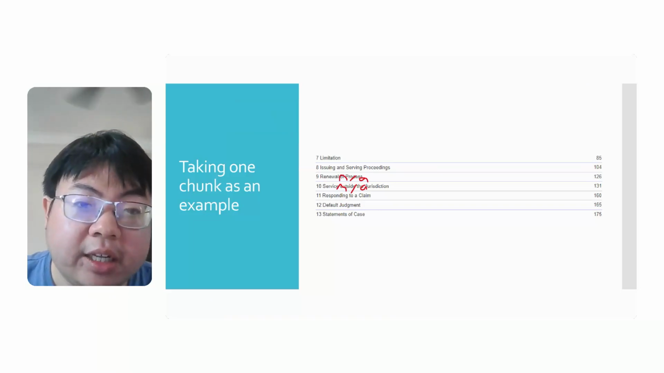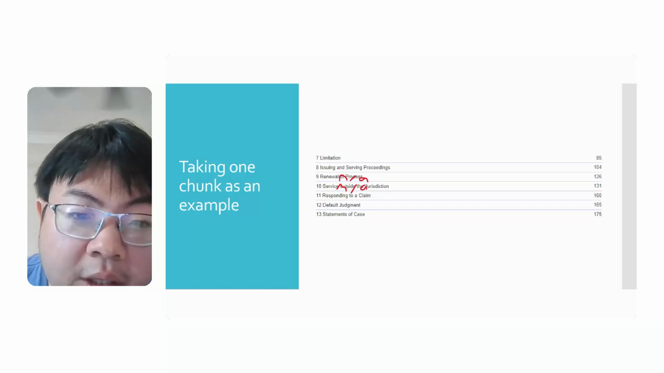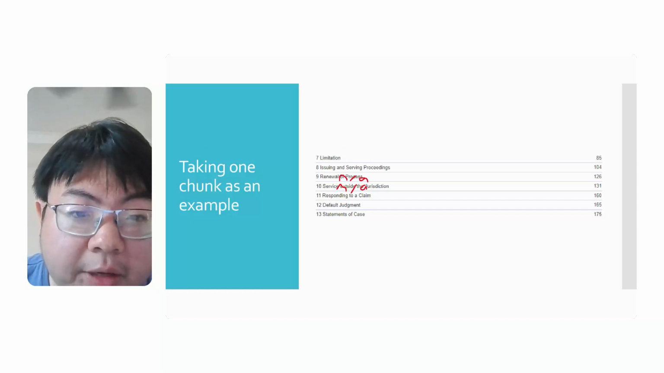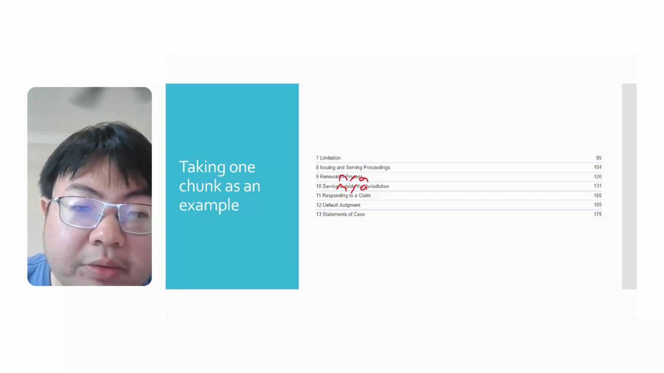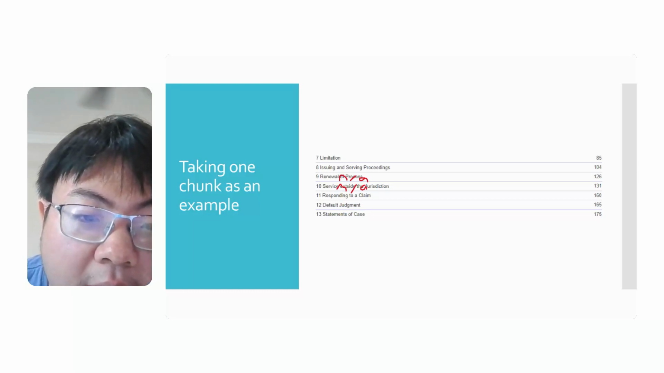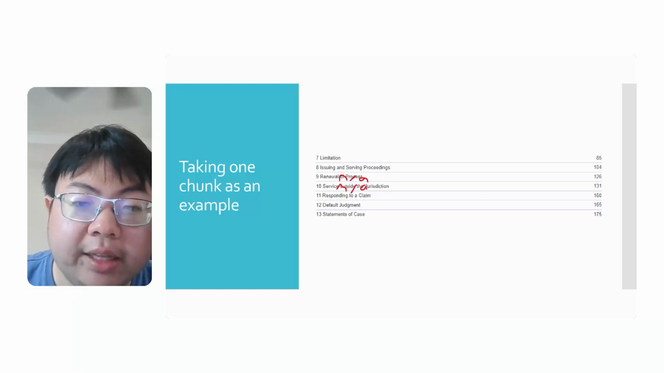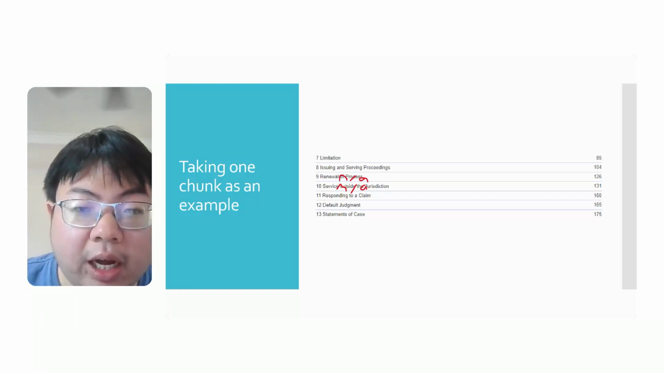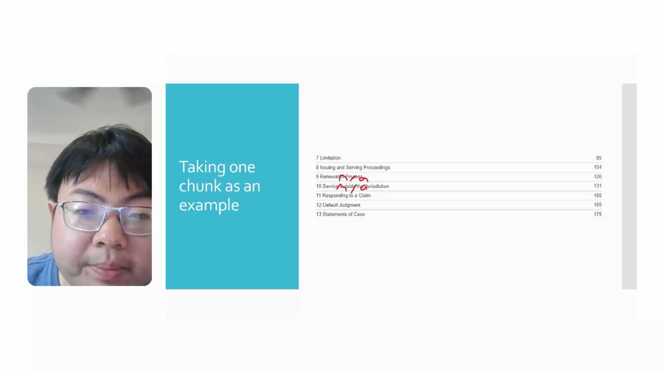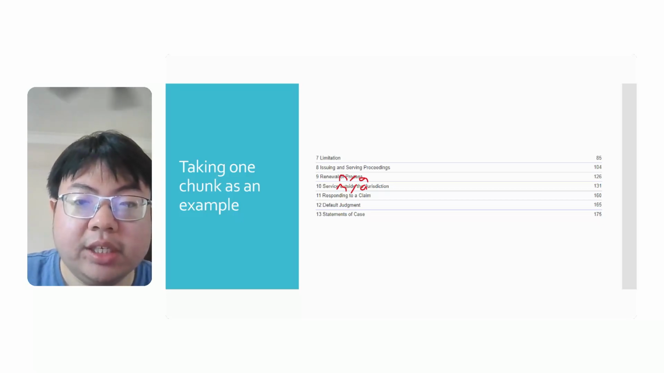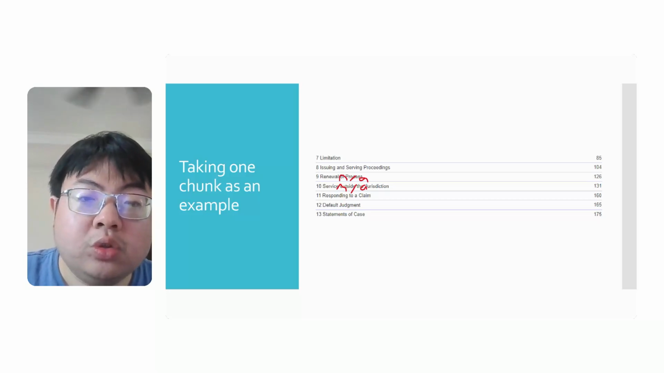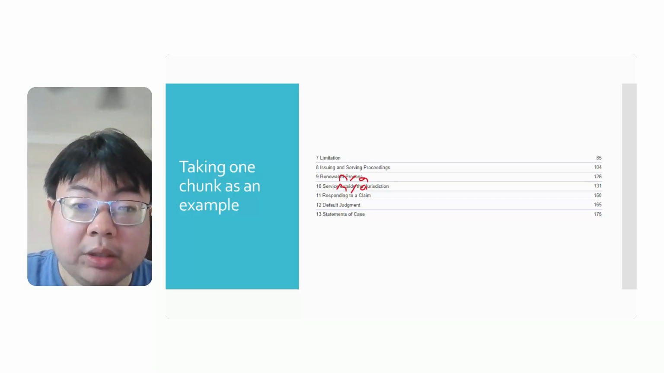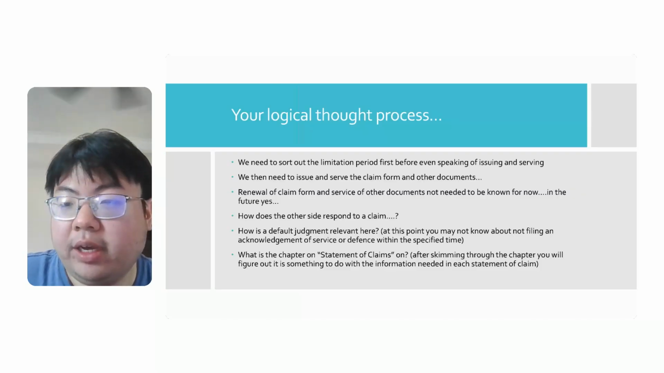Let's just take one chunk as an example that I think you can see. You can see from the table of contents of Stuart Sime's book that chapter 7 begins with limitation, 8 issuing and serving proceedings, 9 renewal of process, 10 service outside jurisdiction, although I put an NA there because it's not within the bar syllabus, 11 responding to a claim, 12 default judgment, and 13 statements of case. Let's look at the chapters relevant to these parts of the table of contents, and I'll show you what I mean.